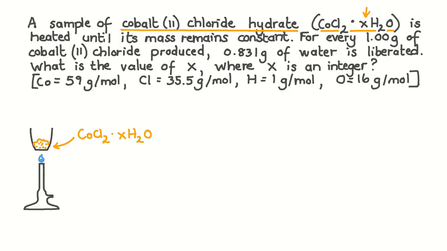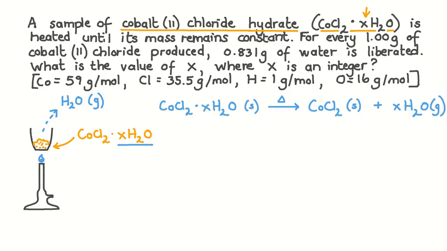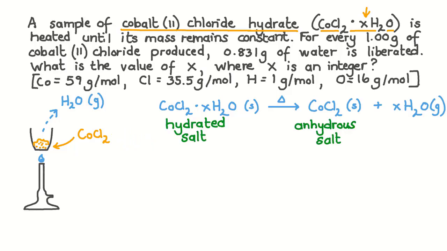Heating a hydrated salt to constant mass typically involves heating a salt strongly in a crucible with the lid off to allow the water of crystallization to escape. The reaction equation for this process is COCl2.XH2O solid being heated to give COCl2 solid plus XH2O gas. Over time, all the water of crystallization is removed. The hydrated salt is converted to an anhydrous salt. An anhydrous salt contains no water of crystallization.